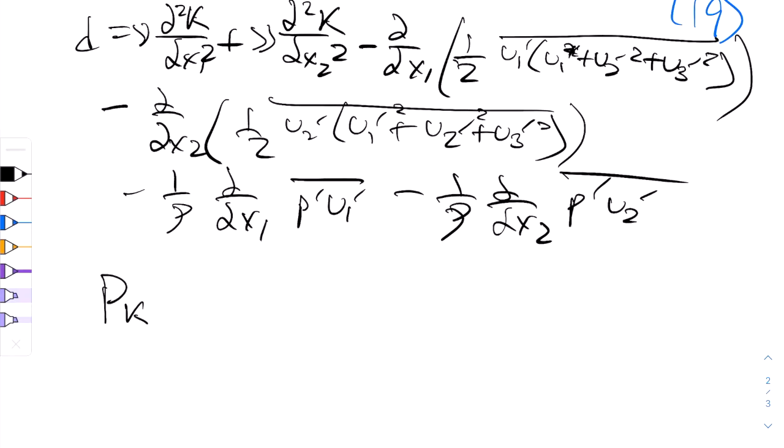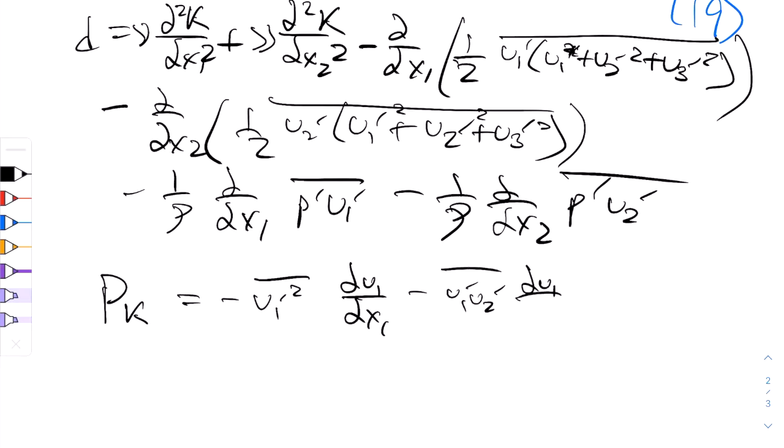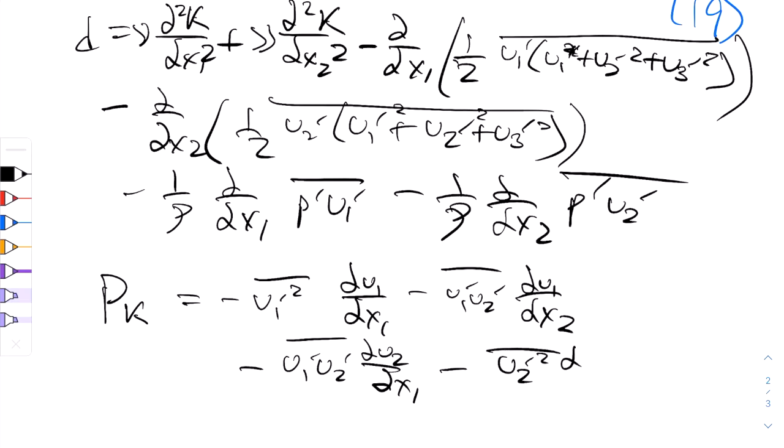Pk for the two-dimensional flow would be negative u1 prime squared bar partial u1 partial x1, minus u1 prime u2 prime bar partial u1 partial x2, minus u1 prime u2 prime bar partial u2 partial x1, and you can guess the last term, u2 prime squared bar partial u2 partial x2. So you see we just iterated over 1,1; 1,2; 2,1; and 2,2. All the 3's are dropped.